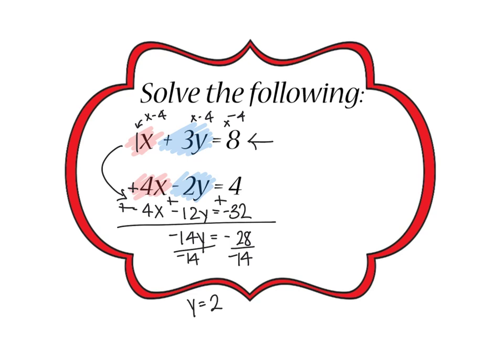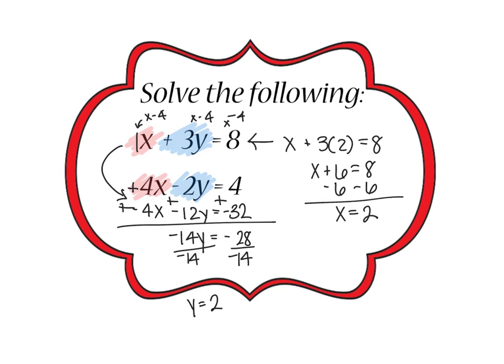And so when I plug that back in, I get x plus 6 equals 8. And when I subtract 6 from both sides, I get x is 2. So this ordered pair would be 2, 2.